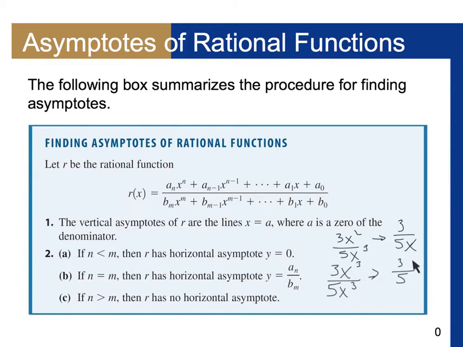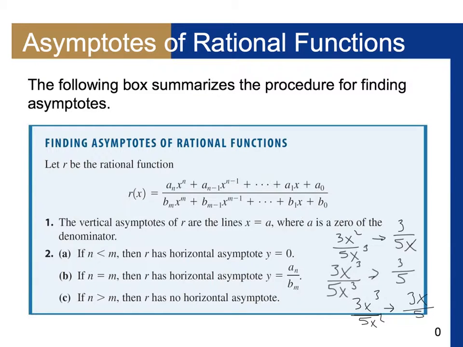That would be y equals 0 in the previous case, because we make x really large. Here we don't have x, so it goes away, and we get y equals 3/5. So when the degrees are the same on the top and the bottom, we just take a ratio of those two leading coefficients, a sub n over b sub n. If the degree is greater on the top, let's say we had 3x cubed over 5x squared. If we reduce that, we get 3x over 5.